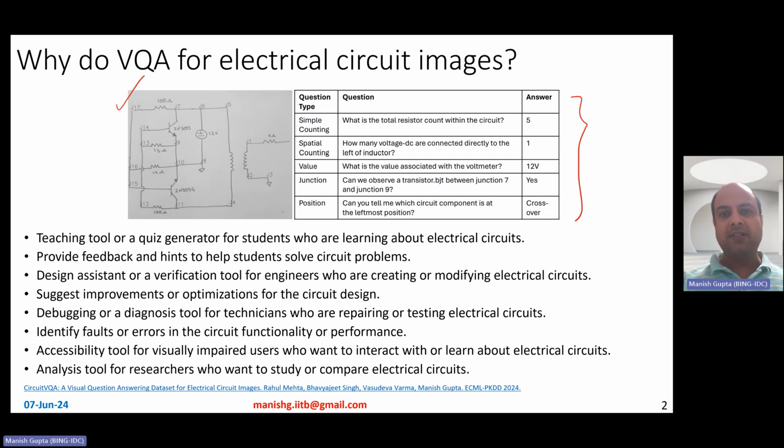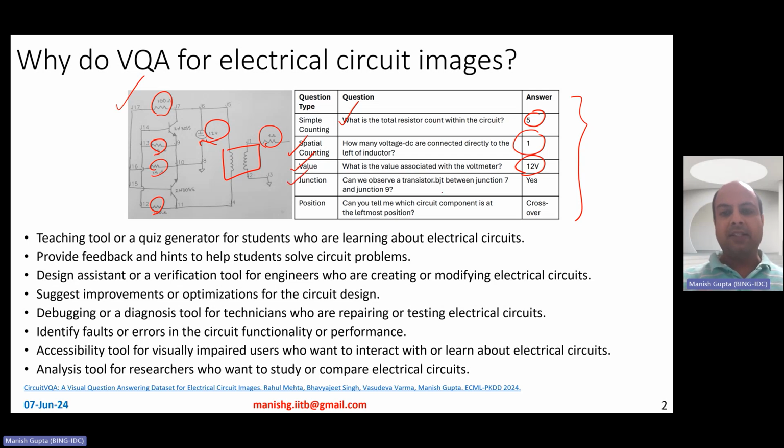Simple counting question: what is the total resistor count within the circuit? You should basically count this one and this one and this one and so on, and then say, five resistors. There could also be spatial counting questions. How many voltage DC are connected directly to the left of inductor? This is the inductor, to the left of this one. Well, there's only one. What is the value associated with the voltmeter? The voltmeter basically reads 12 volts.